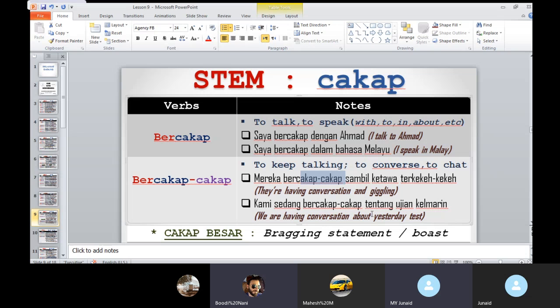But normally bercakap-cakap we refer to casual conversation, daily conversation, not like a formal, like interview, like a meeting. Small talk, you know, very casual. Like when you say, "Oh, today I called my friend and I talked to him. I'm having conversation with him."